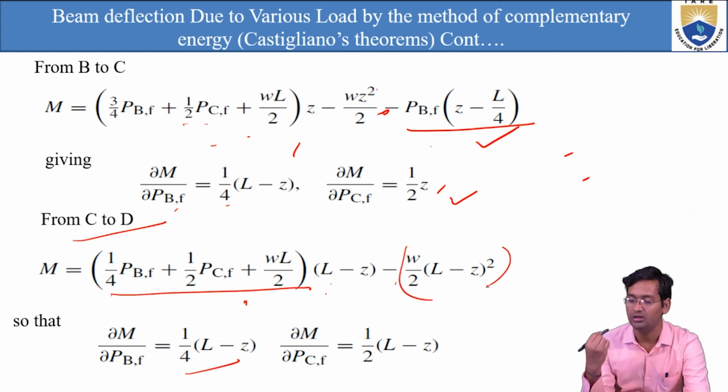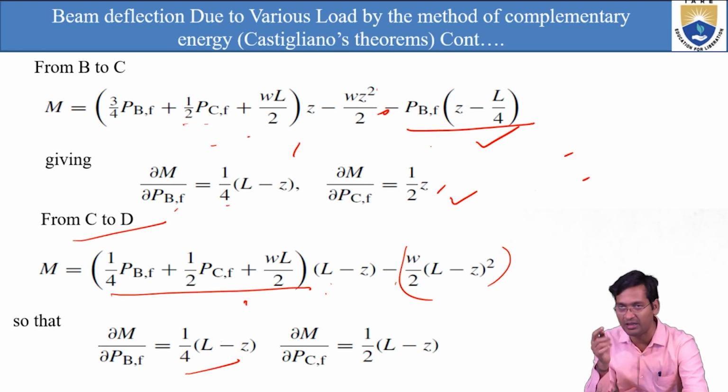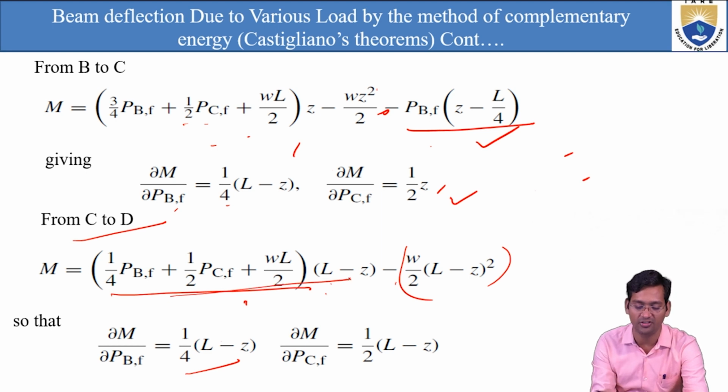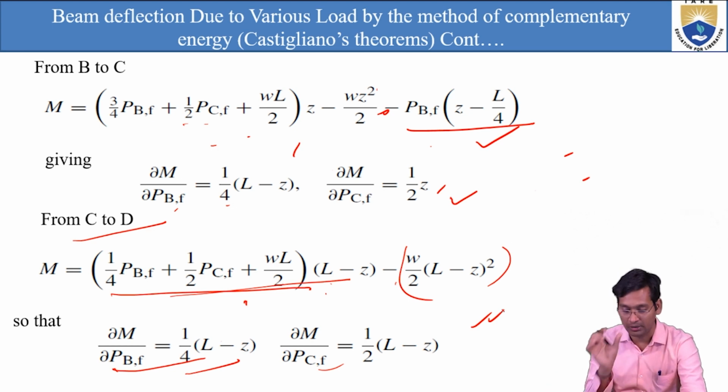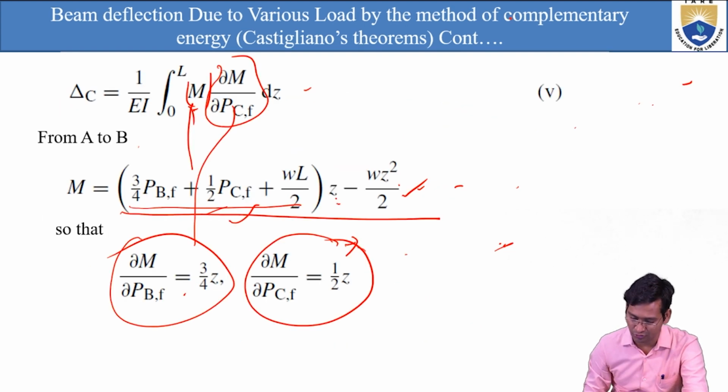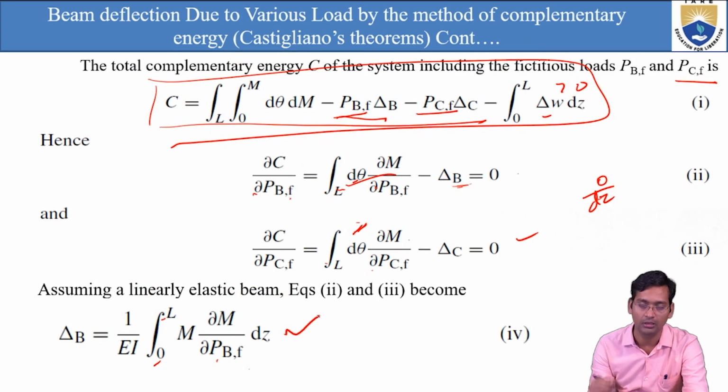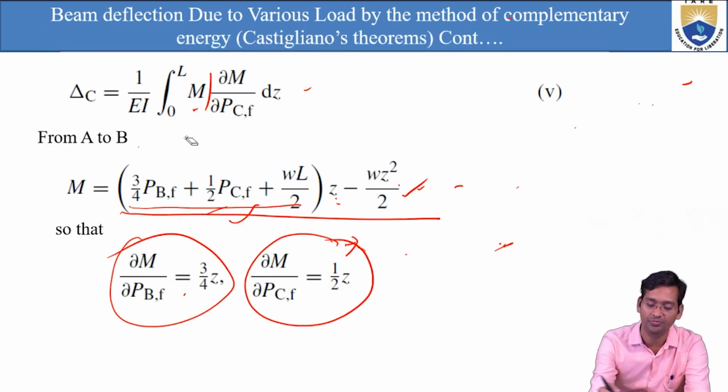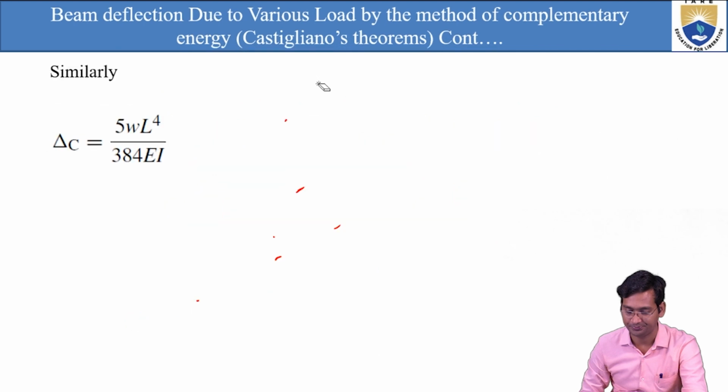And for that L minus Z length, W into L minus Z will be the weight, and L minus Z by 2 will be the distance. So this will be there. Now again differentiate this one with respect to PBF and with respect to PCF, we got this one. Now we got M for all the three sections, A to B, B to C and C to D, and del M by del PBF and del M by del PCF for all those sections. Now just substitute for delta B in this one, differentiated with respect to PB and PC, and simplify here.